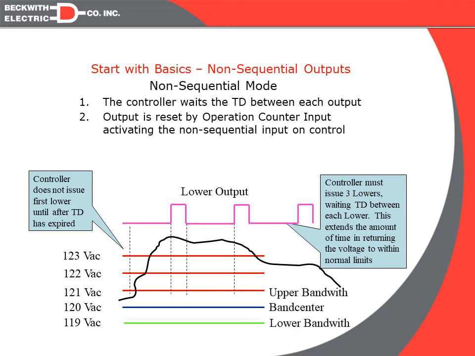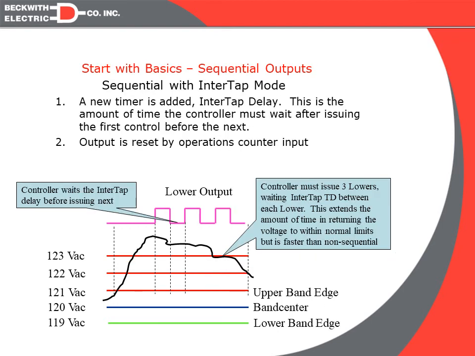So obviously the advantage of this method is that we do not have to worry about running through band. The disadvantage is it can be a very long time if we're many taps off before we get back into band. So this method is typically not preferred. But we still need to solve the problem of running through band on the fast operating regulators. And to do that, we have a third mode, which is going to be back to our sequential, but we're going to add a secondary timer called the InterTap time.